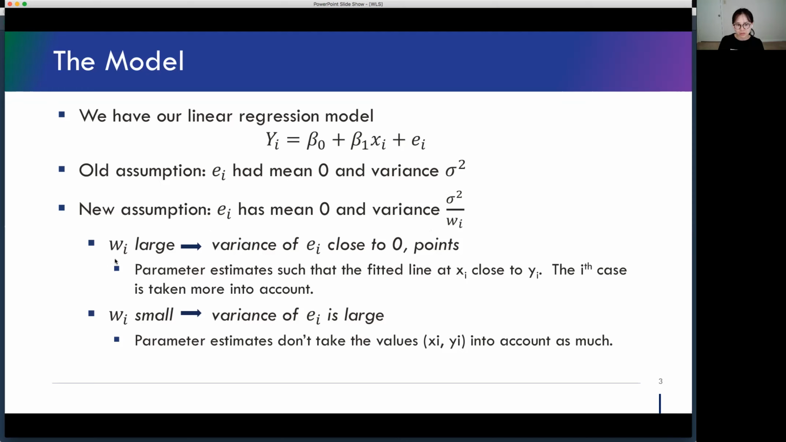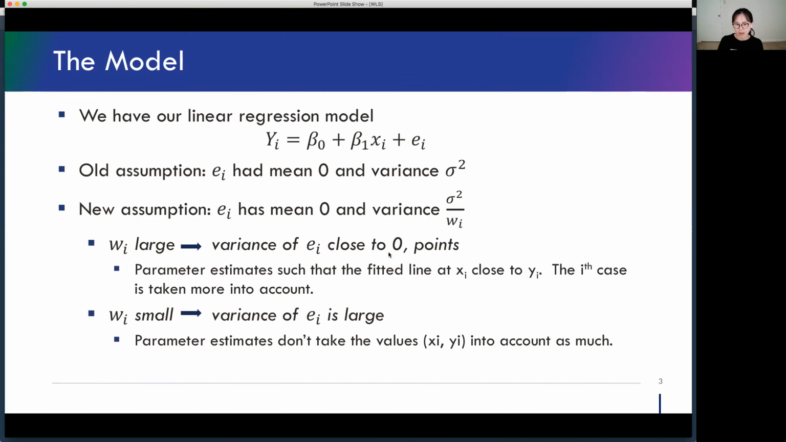So this is our new assumption. Again, for this weight w_i, when it's large, because it's in the denominator, that means the error variance is small, close to 0. And the points are closer to our fitted line. So the variance is smaller.